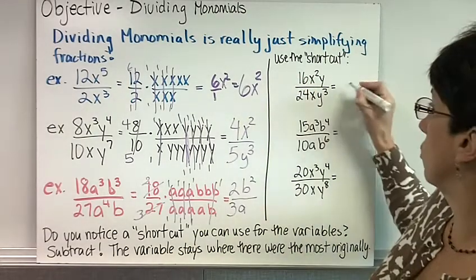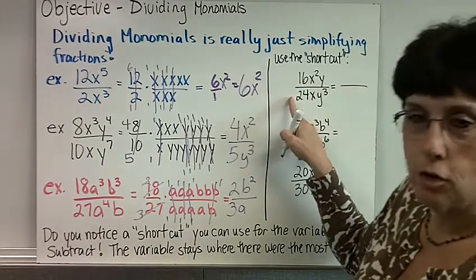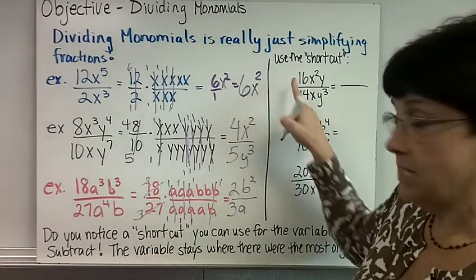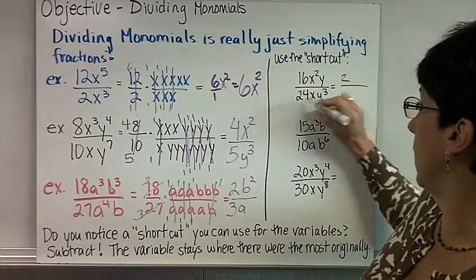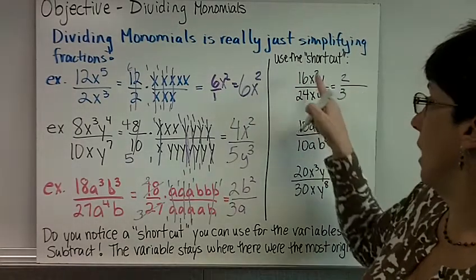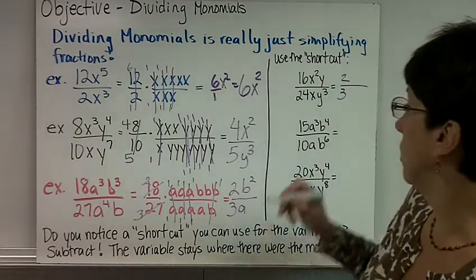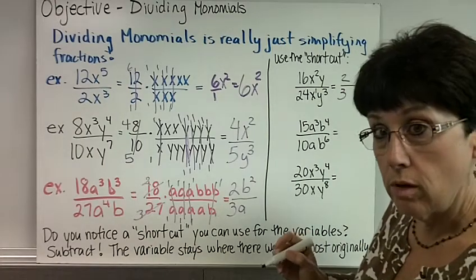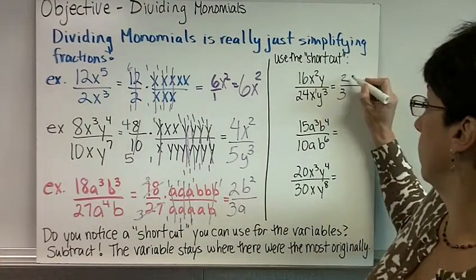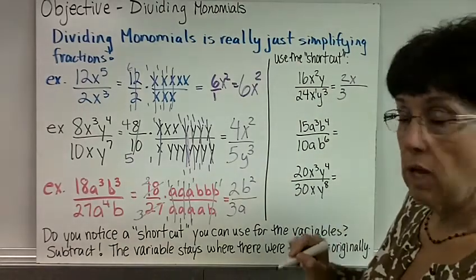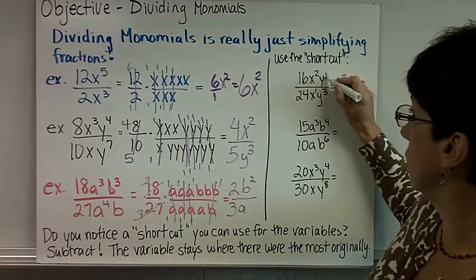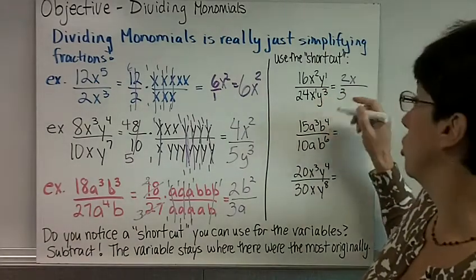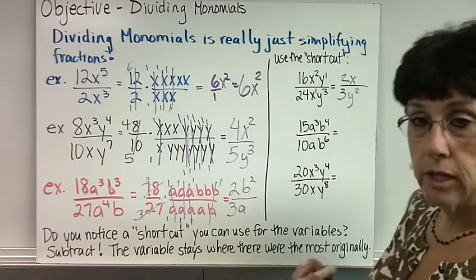So let's practice these 3 using the shortcut of subtracting. Let's simplify 8 over 24. I'm sorry, let's simplify 16 over 24. I was already thinking, what could I divide into that? I can divide 8 into 16 and get 2. I can divide 8 into 24 and get 3. How many x's are in the numerator? 2. How many in the denominator? 1. Where are there more? In the numerator. 2 take away 1? 1 left in the numerator. How about our y's? 1 in the numerator, you can always write that in. 3 in the denominator. There's more in the denominator. How many more? 2. And that's our final answer.